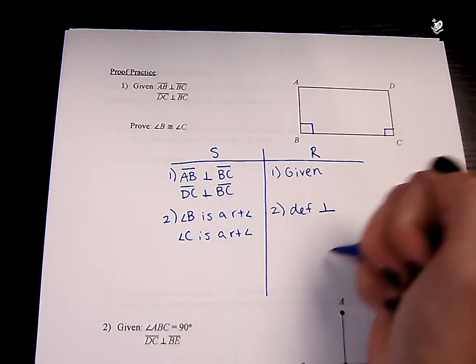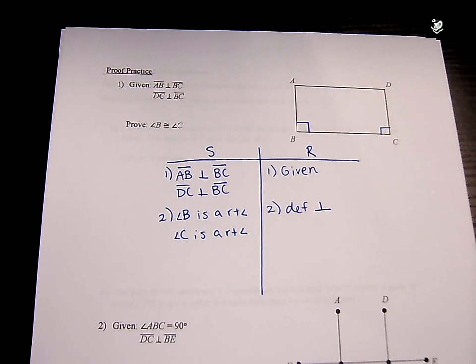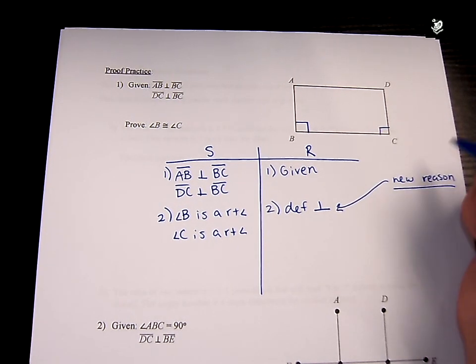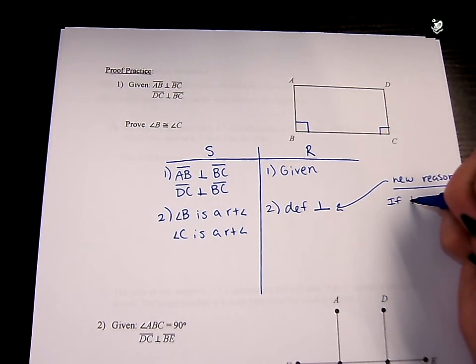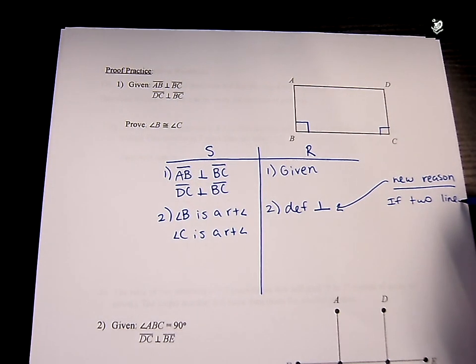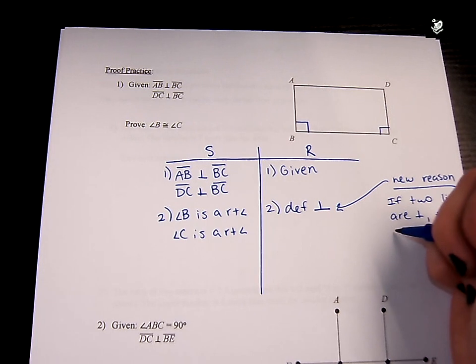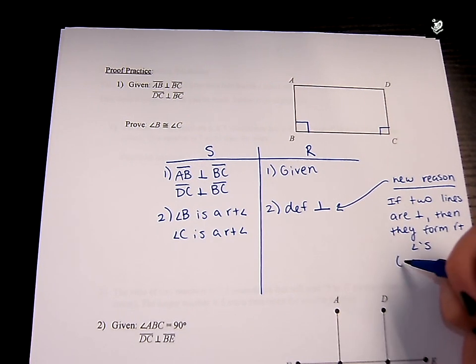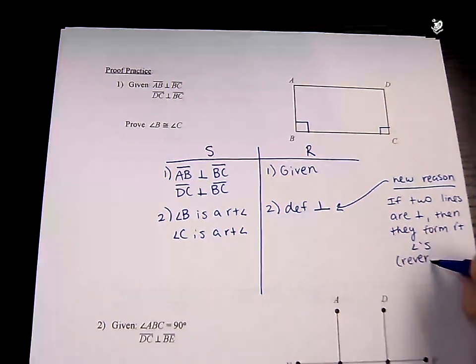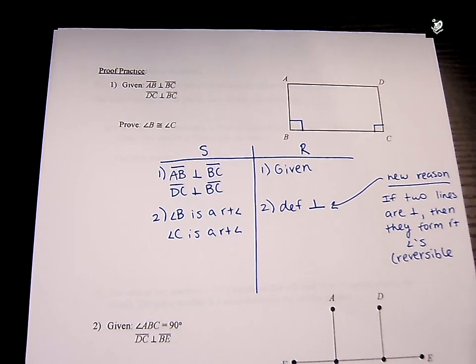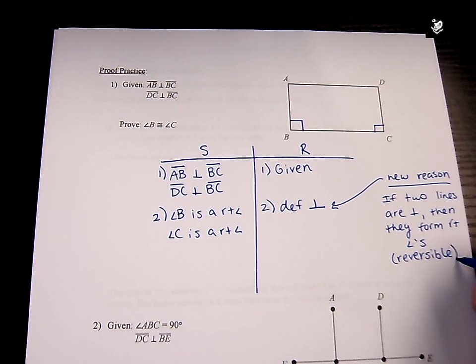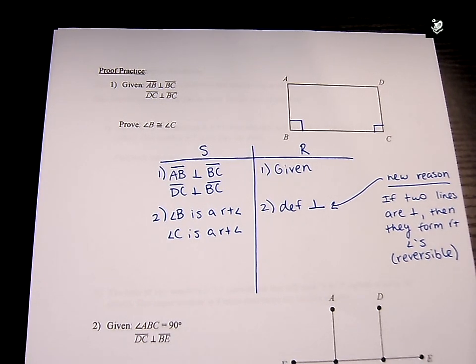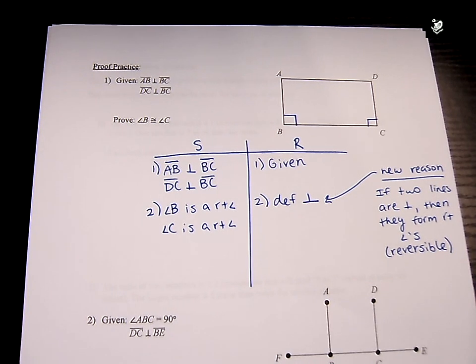So this is exactly how we're going to write it. This really just means that if two lines are perpendicular, then they form right angles. And this is actually reversible. Remember, we talked about how definitions are reversible. So you can also say if two lines form right angles, then they are perpendicular to each other.